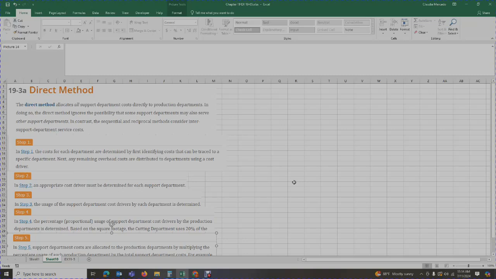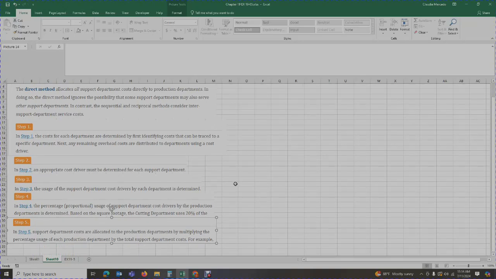So, using the direct method, there are 5 steps that we need to follow, okay? Step number 1, the costs for each department are determined by identifying costs that can be traced to a specific department. Next, any remaining overhead costs are distributed to departments using a cost driver. In step 2, an appropriate cost driver must be determined for each support department, which in our problem has already been provided.